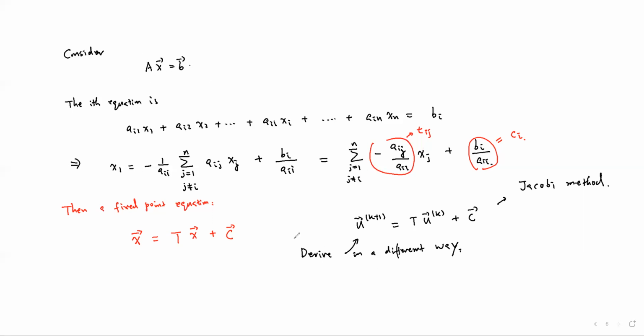Matrix A, let me split the matrix A into L, the strictly lower triangular part of the matrix A, plus D. D is a diagonal matrix consisting of the main diagonal entries of A. This is the diagonal part of matrix A. Then plus U, the strictly upper triangular part of matrix A.